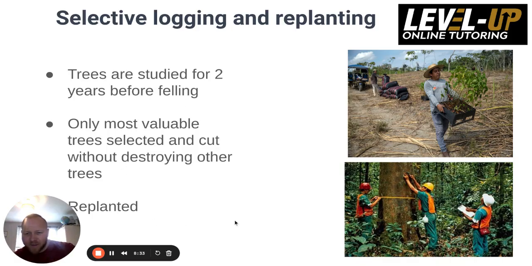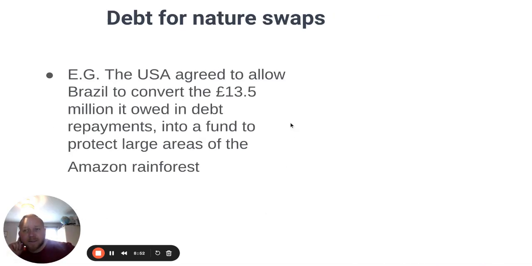They only take the most valuable trees, and they cut them down in such a way that when they fall, they don't destroy too many other trees around it. Of course, some of them will still get destroyed, but generally it limits the damage to the wider area. And they replant the tree straight after. That's what they're doing here, planting new trees. We call that afforestation. Okay, so a really clever method.